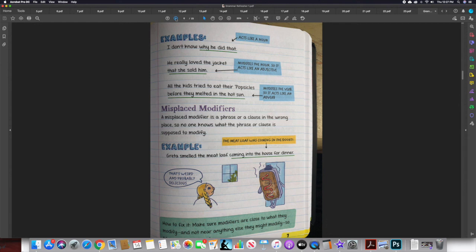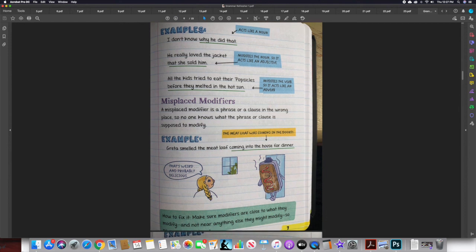Greta smelled the meatloaf coming into the house for dinner. Okay, what? What is she talking about here? Does the meatloaf come into the house? Is she smelling the meatloaf when she comes into the house? This sentence doesn't make sense. It may sound like it makes sense to you, but it's grammatically incorrect. That was on the ACT.